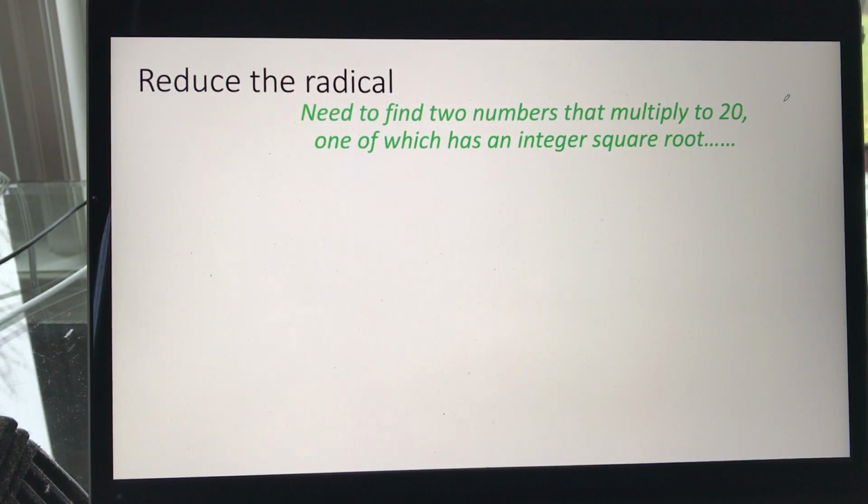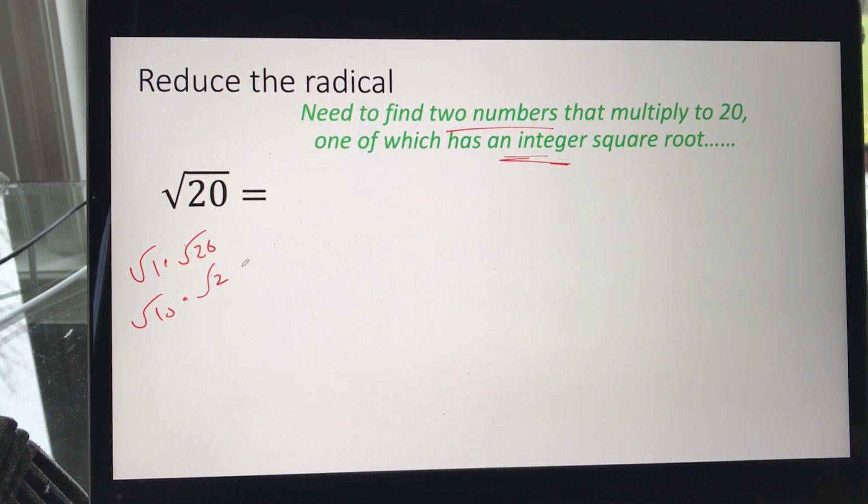So we're going to do a process called reduce a radical. So to reduce a radical, what we need to do is find two numbers that multiply to 20, and our idea is to pick one that has an integer square root. So for example, suppose I'm asked to find the square root of 20. I know I can write the root of 20 as, well, root 1 times root 20. That doesn't help us. I could write it as root 10 times root 2. That doesn't help us. Or I could write it as root 4 times root 5. That does help us because root 4 has a square root that we can find.